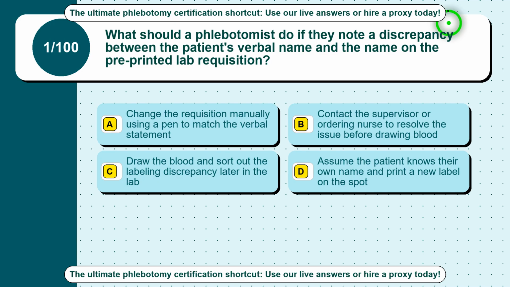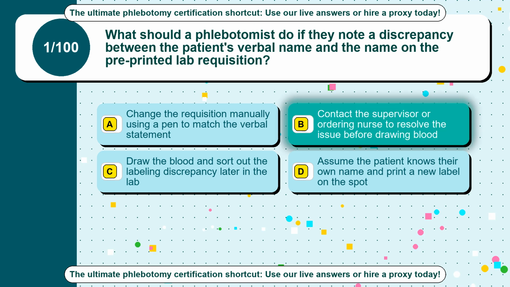Question 1. What should a phlebotomist do if they note a discrepancy between the patient's verbal name and the name on the pre-printed lab requisition? Option A. Change the requisition manually using a pen to match the verbal statement. Option B. Contact the supervisor or ordering nurse to resolve the issue before drawing blood. Option C. Draw the blood and sort out the labeling discrepancy later in the lab. Option D. Assume the patient knows their own name and print a new label on the spot.